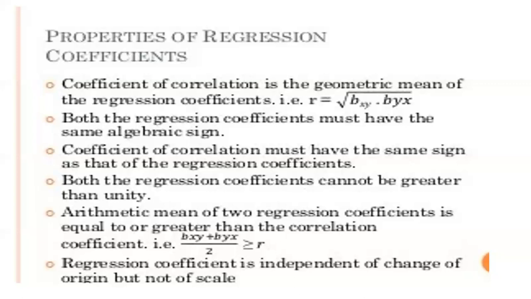Here one major difference arises where people generally get confused: correlation is independent of both origin and scale. Neither the origin nor the scale has any impact on the correlation. But the regression coefficient will be independent of origin, and a change in scale may affect it. Remember these points.